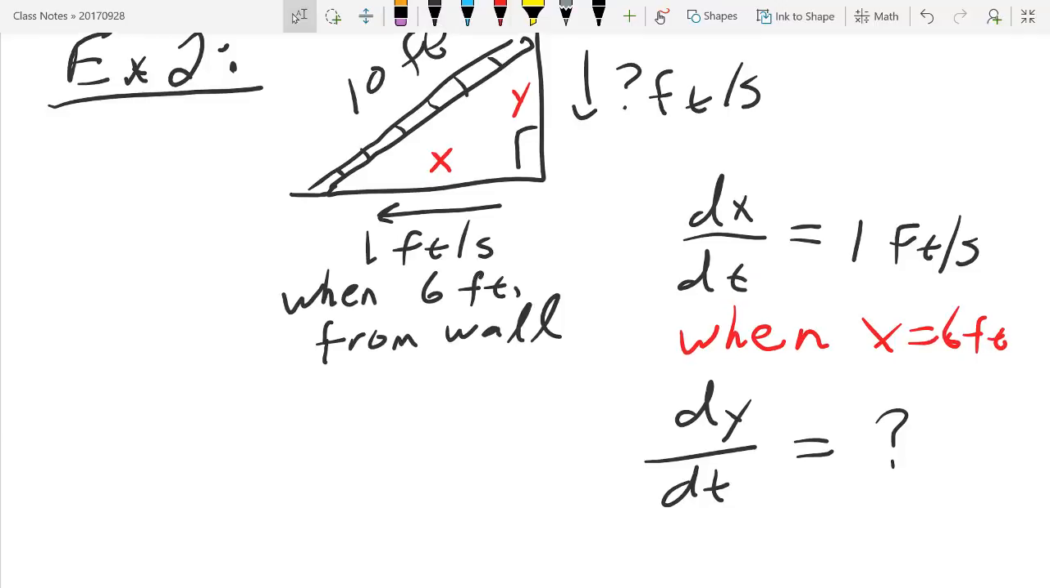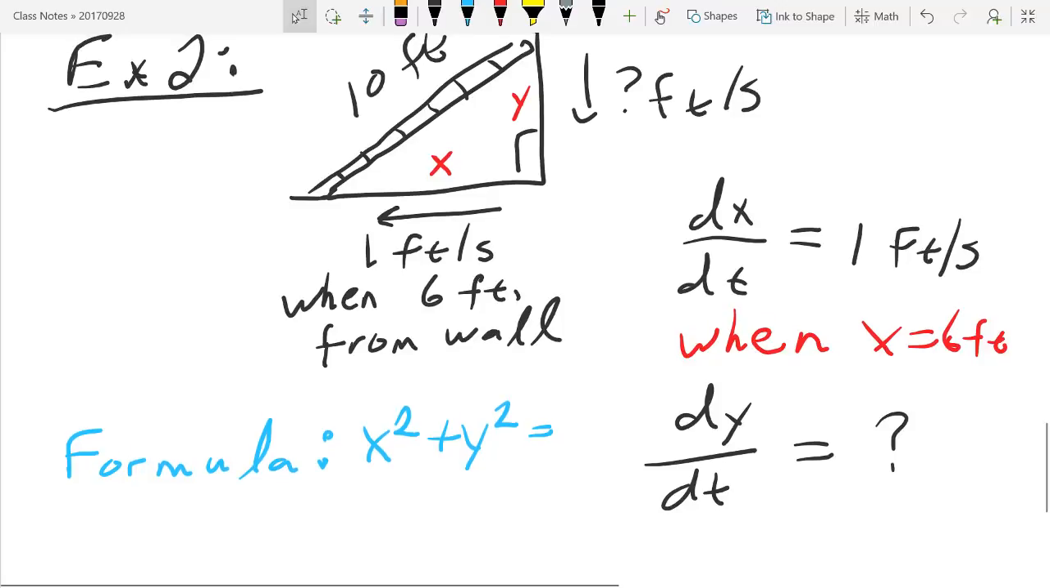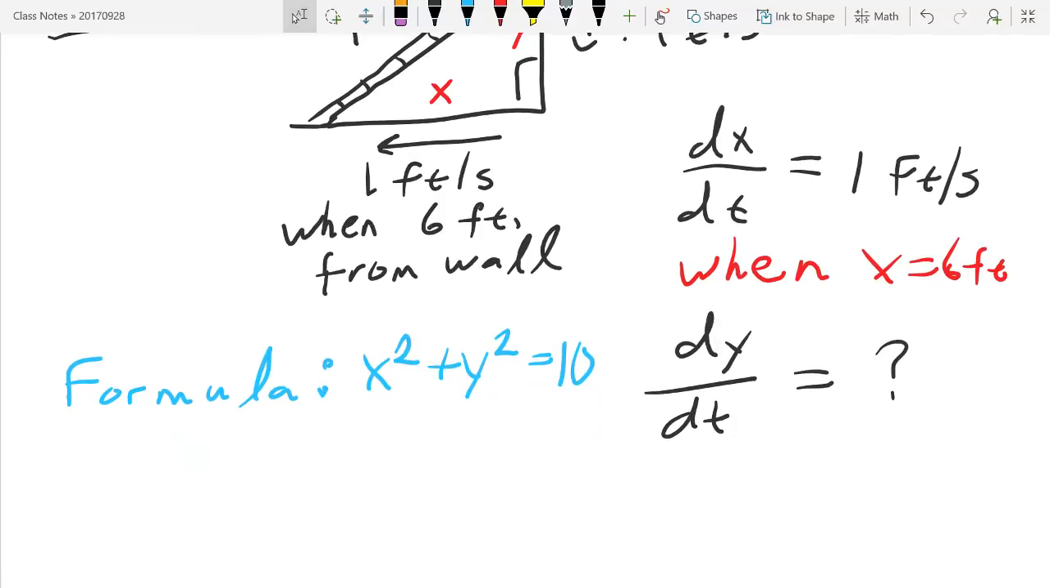Okay, now we need a formula to put these variables together. What formula can y'all think of that takes x and y in a right triangle and puts them together? Pythagorean theorem. So you're going to have x squared plus y squared equal to the hypotenuse squared. The hypotenuse we know to be the length of the ladder, so that would be 10. Okay, so that's our formula.